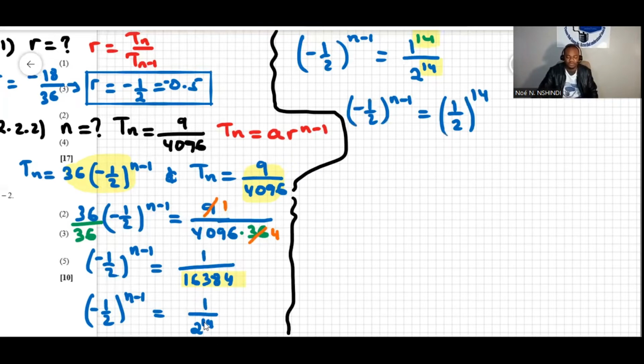Now, how can we do that? Because here it's negative a half and that's positive a half. How can we transform this? I know you and I both have in mind the law of exponent that says if a to the power of m equals a to the power of n, this implies that m equals n.